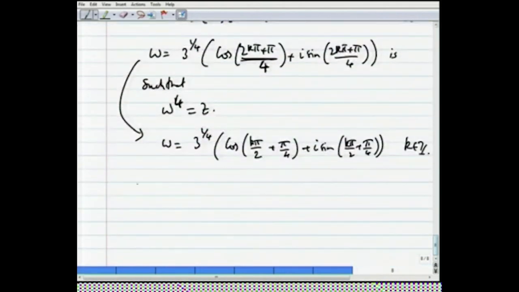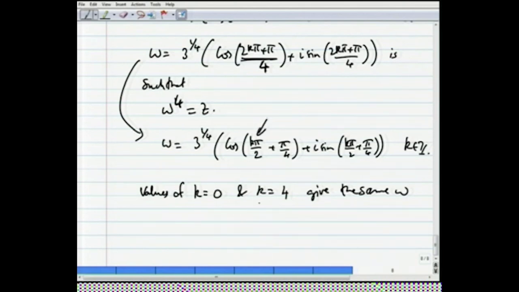Now, notice that values of k equals 0 and k equals, let us say, 4, give the same w. That is because when you substitute 4 in there, you get 4 pi by 2, which is 2 pi, and cosine and sine are 2 pi periodic. So cosine of (k pi by 2 plus pi by 4) will be cosine of (2 pi plus pi by 4), which will once again give you cosine pi by 4.